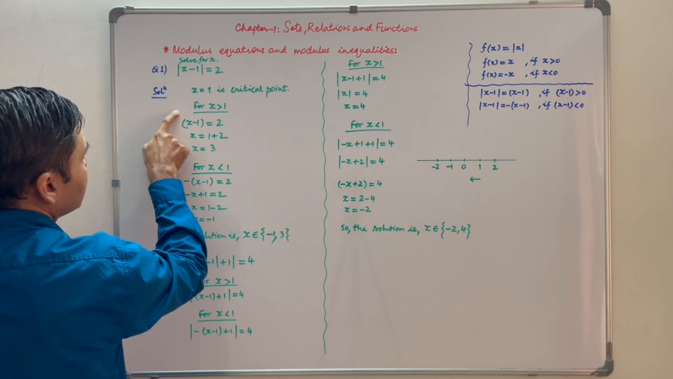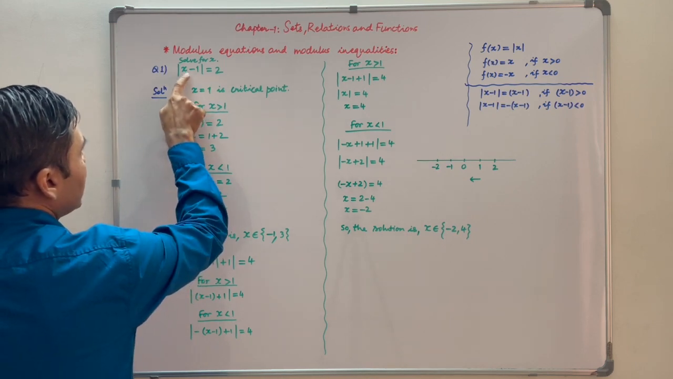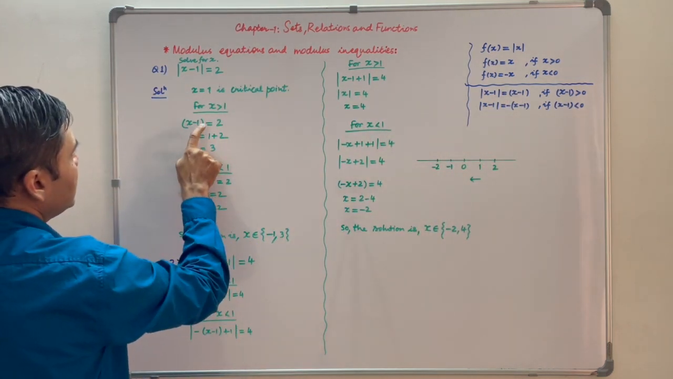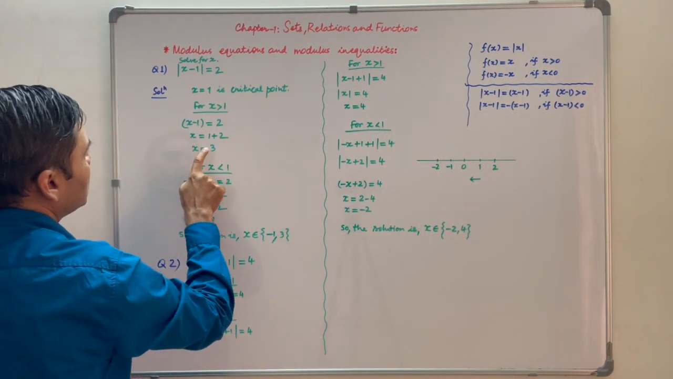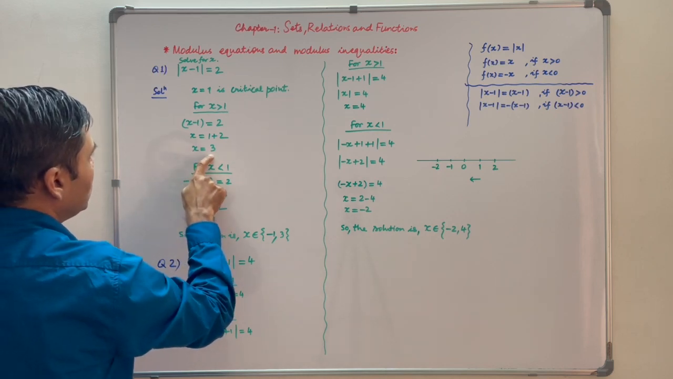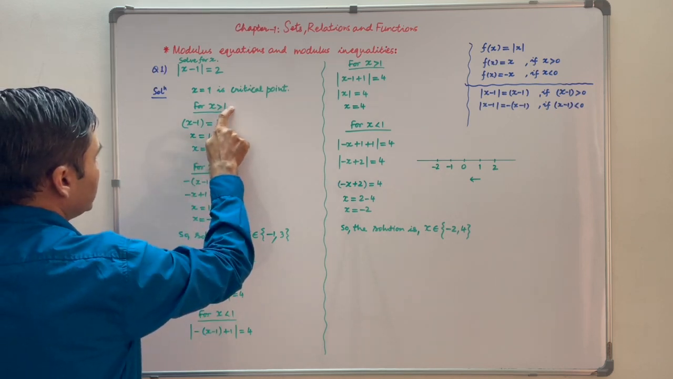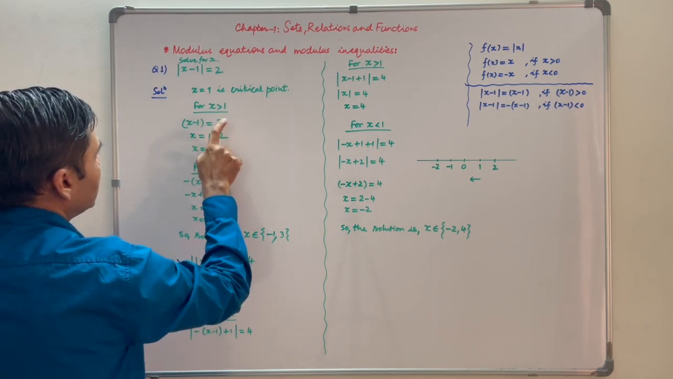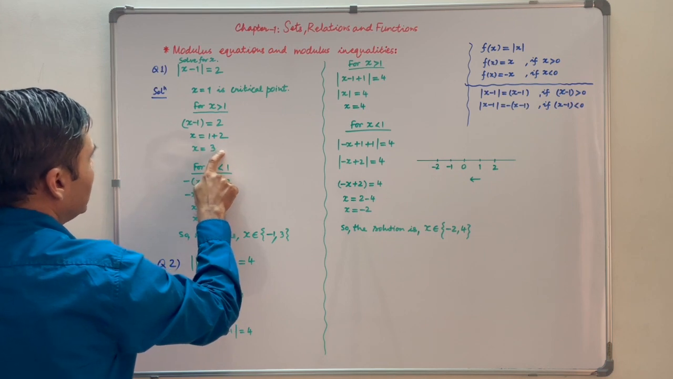First case, when x is greater than 1. So mod x minus 1 will be written as x minus 1. So x minus 1 is equal to 2, or x is equal to 3. We will check whether x is equal to 3 is a solution or not against this condition. So x is equal to 3, whether x is greater than 1? Yes. So this is a solution.